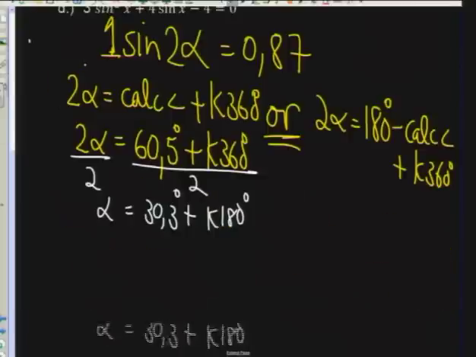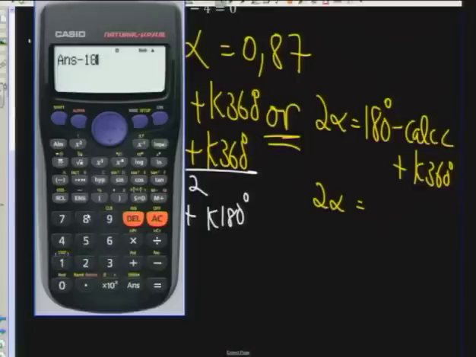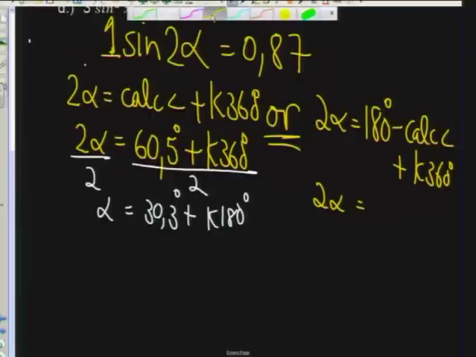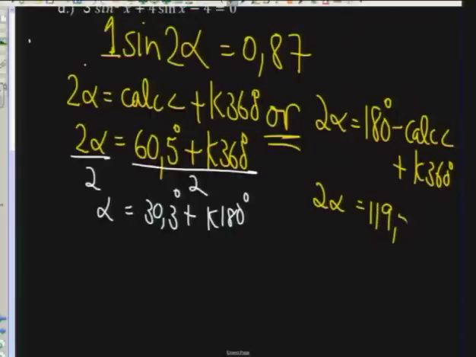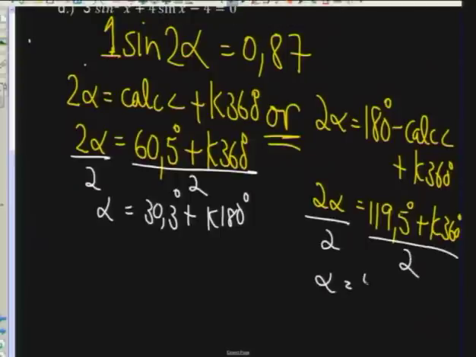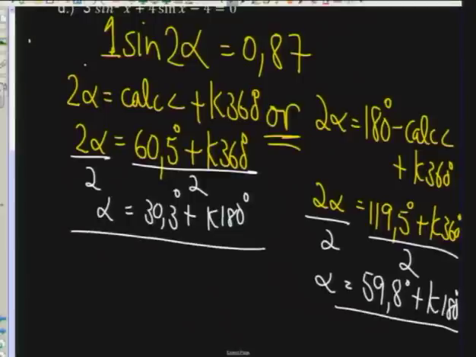And on the other side, we would have 2 alpha is equal to 180 minus that angle. Remember, working with the positive side there, so it would be 119,5 plus K360. We would now divide by 2 to just get to alpha. Divide by 2, divide by 2. So alpha would be 59,8 plus K180. And somewhere we must write the nature of K, where K is an integer.